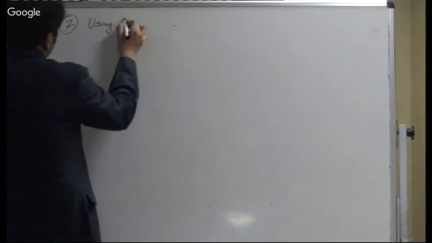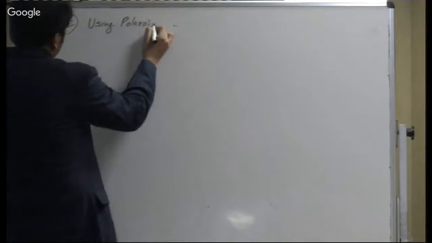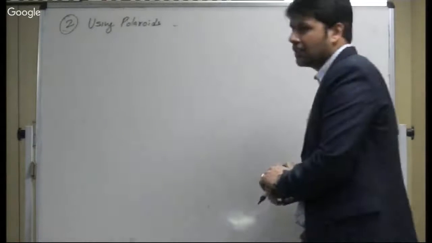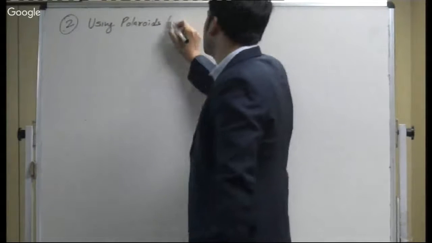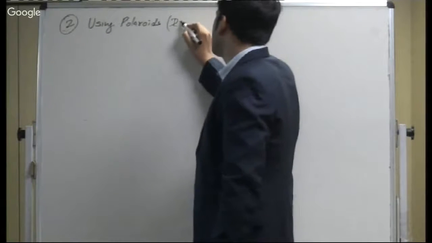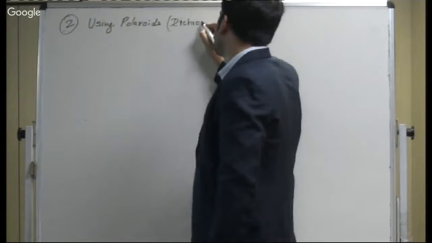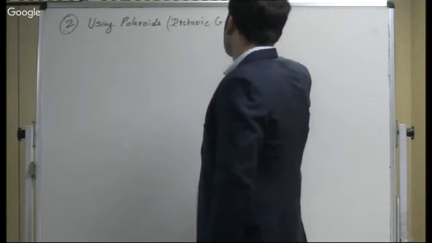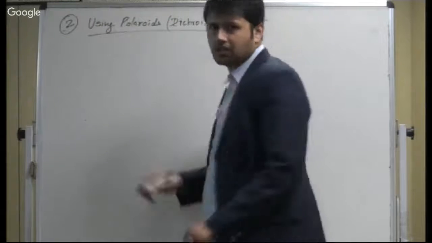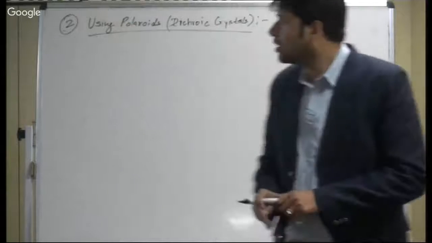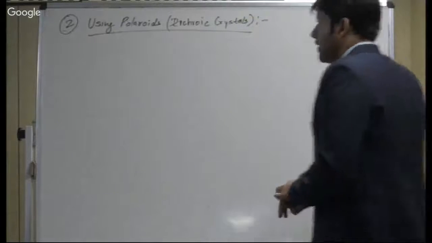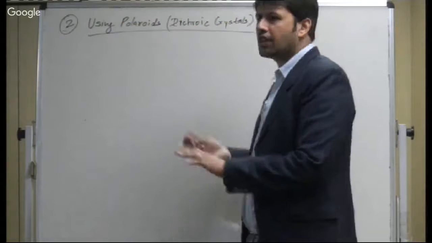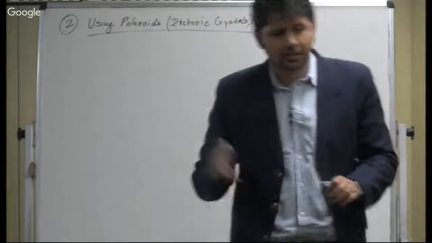The second way of polarization we were studying is using Polaroids. The property is called dichroism. So they are dichroic crystals. What are these dichroic crystals? Let me first discuss that.